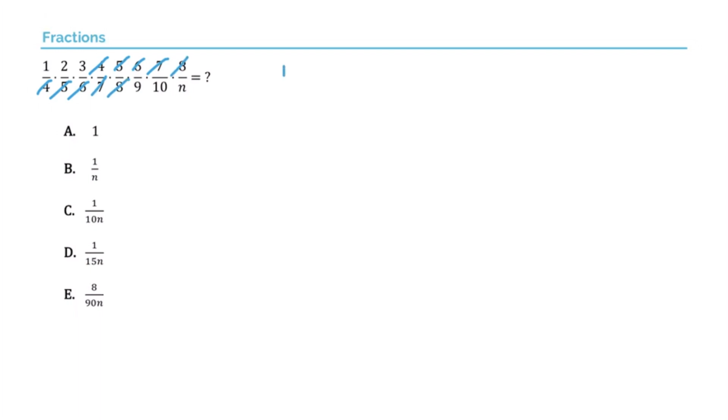So what am I left with here? I'm left with 1 times 2 times 3 on top, and I'm left with 9 times 10 times n on the bottom. So let's do another round of simplifying here. 2 over 10, I can simplify to be a 1 on top and a 5 on the bottom. 3 over 9, 3 goes into 9 3 times, so I can cancel the 3 over 9, and that's the same thing as 1 over 3.